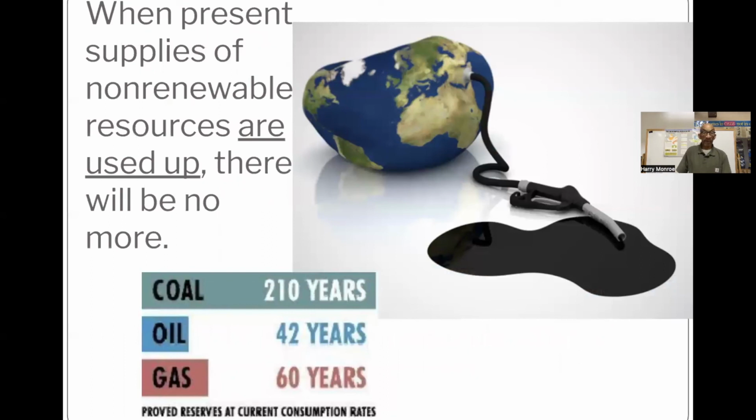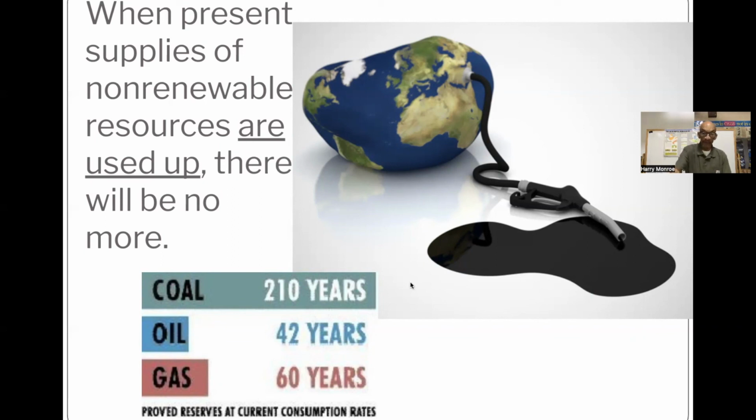When present supplies of non-renewable resources are used up, there will be no more. It is estimated, based on proved reserves at the current consumption rate, that in 210 years, there will be no more coal. In 42 years, there won't be any oil. And in 60 years, we won't have any gasoline. So that's pretty scary right there.